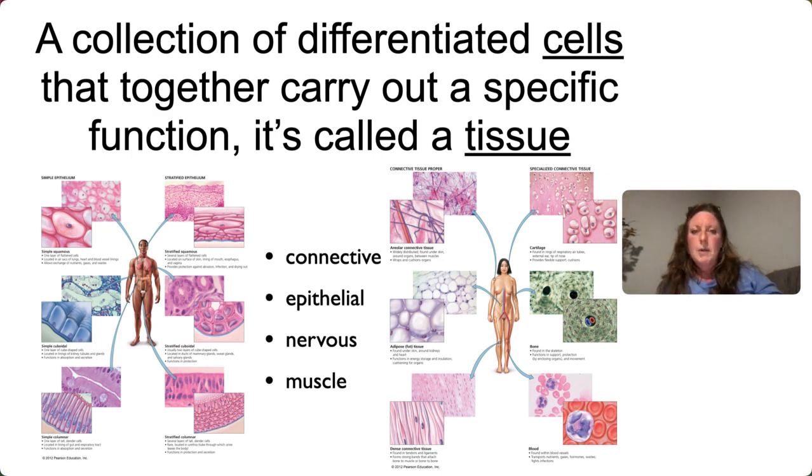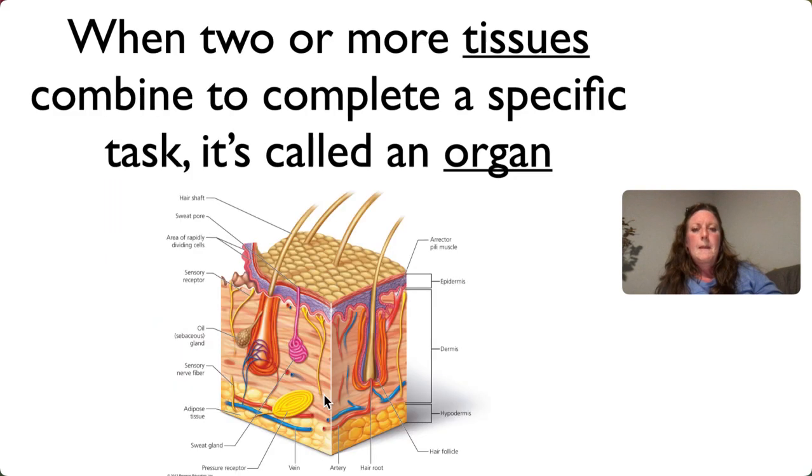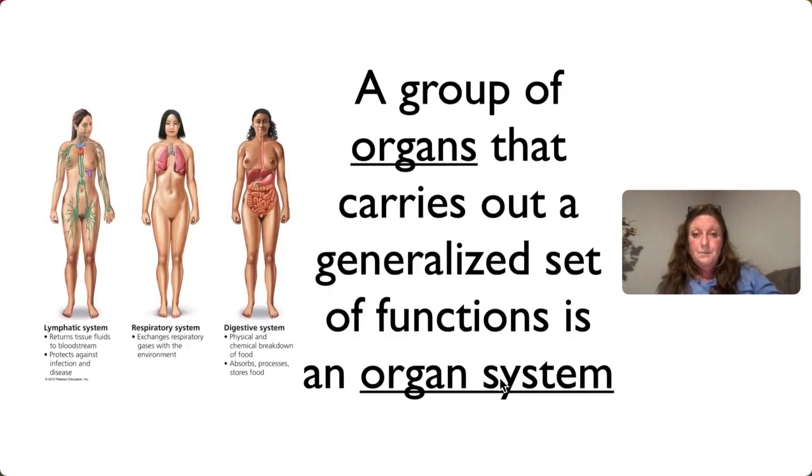And we're going to talk about each one of these later. Now, if we take several different kinds of tissues, usually all four, and put them together, then we create an organ. This organ happens to be your skin, and it consists of epithelial tissue, connective tissue, nervous tissue, and even muscle, there it is, there's the muscle. So it takes lots of tissues to make up an organ.